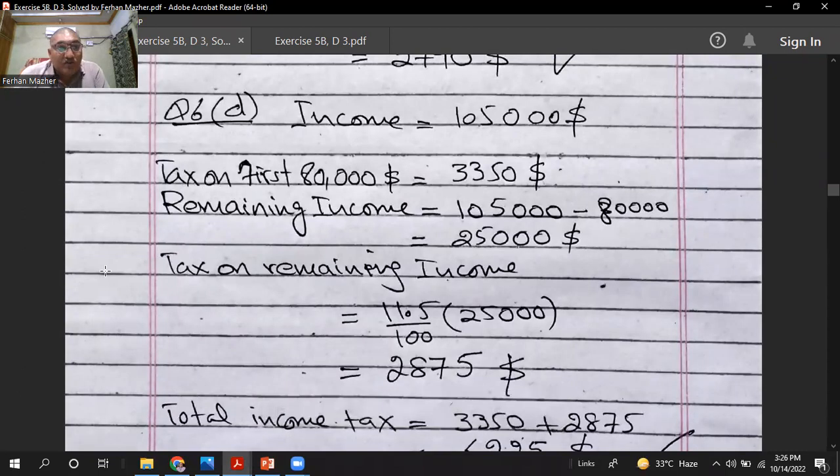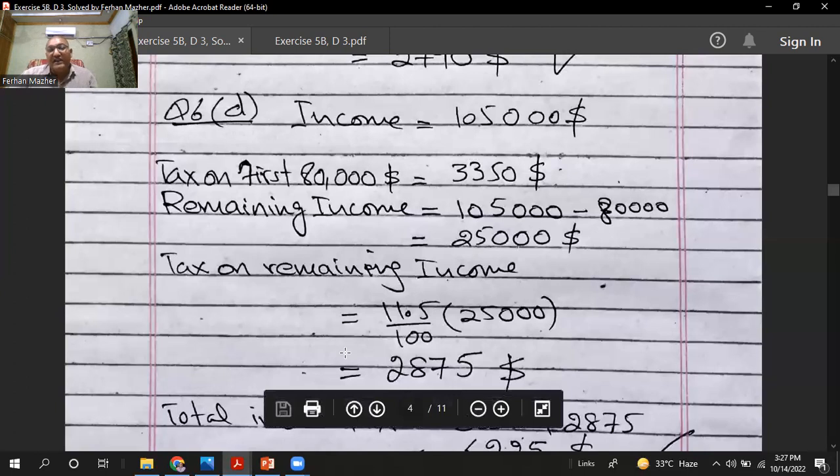Now the income is $105,000. So tax on the first $80,000 will be $3,350. That is given in that table. So how much is the remaining income? 105,000 minus 80,000. So you are left with the $25,000. On this $25,000, the tax will be at 11.5%. So 11.5 divided by 100, multiply 25,000, and that will give you $2,875.